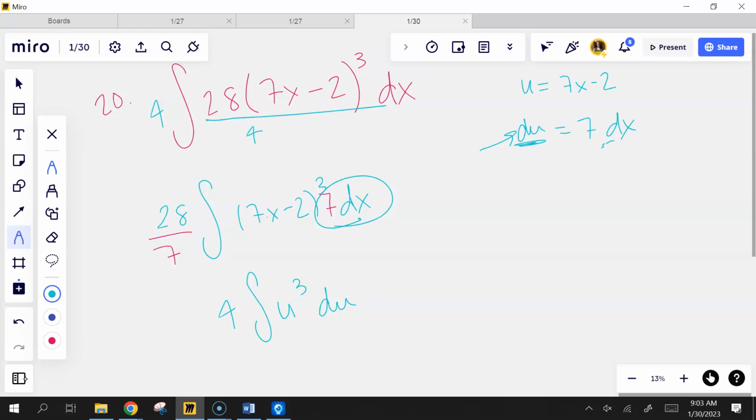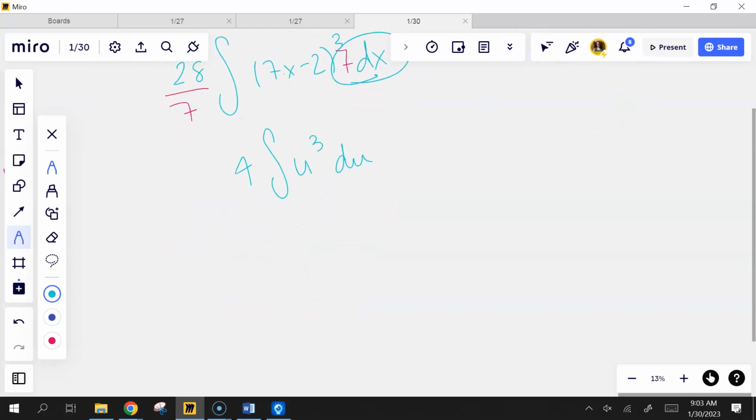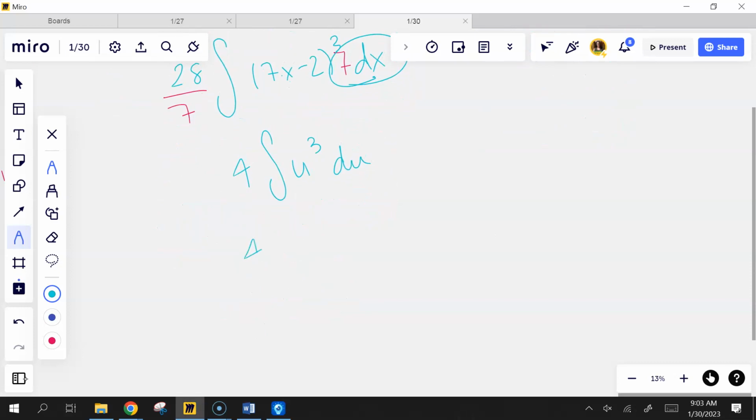Now can you do the antiderivative? Yes, we can. What's the antiderivative of u to the third? 1/4 u to the fourth. Don't forget the plus c.